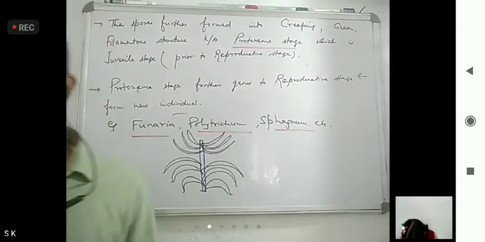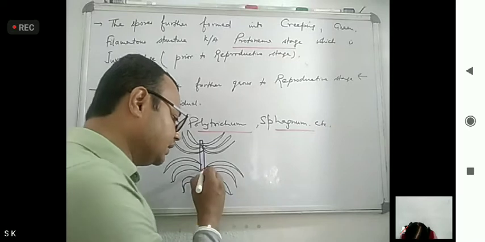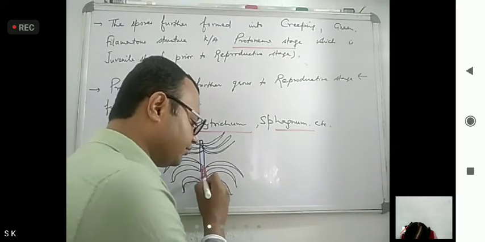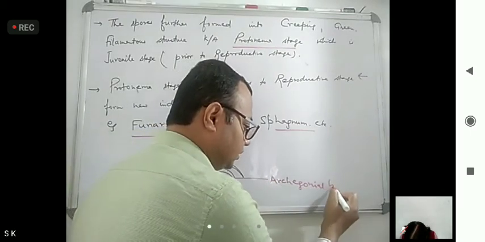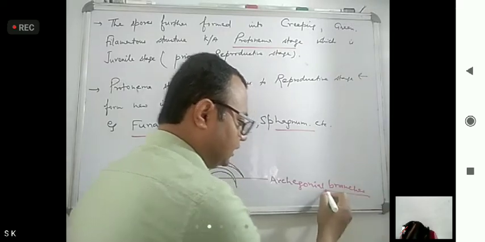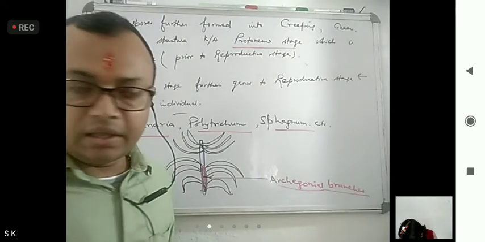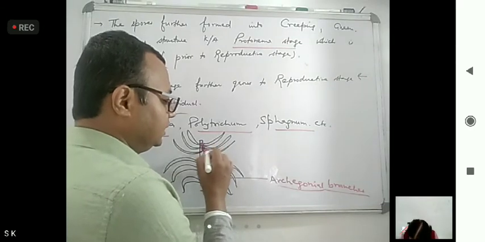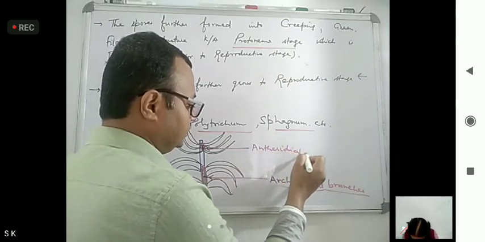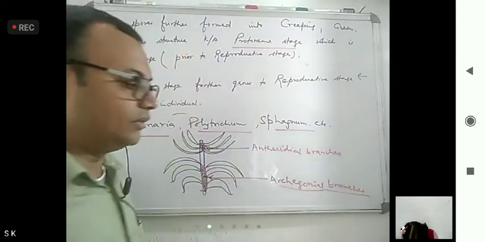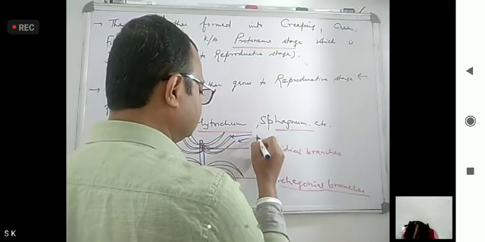What we are seeing here. Below are the branches, that is, archegonial branches. This archegonial branch develops archegonia. And the upper side is what? Antheridial branches. Antheridial branches further develop what? Antheridia. And if we are seeing this commonly, these are what?